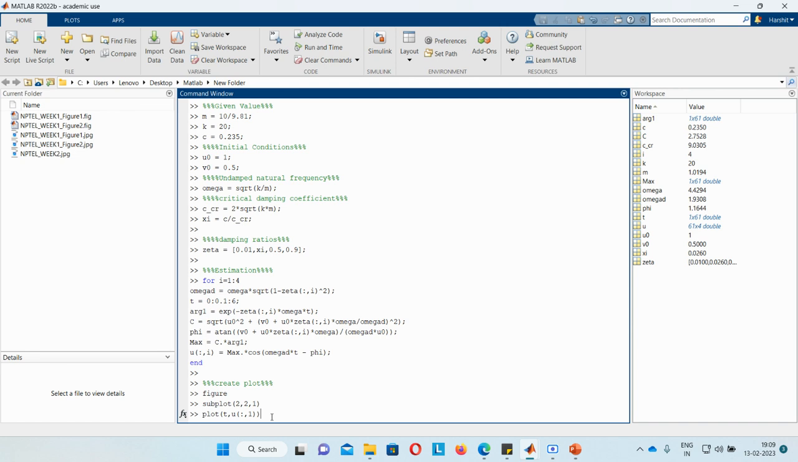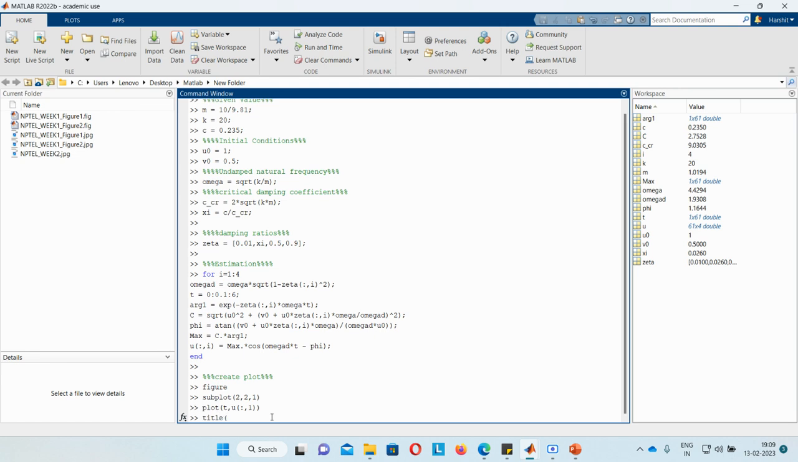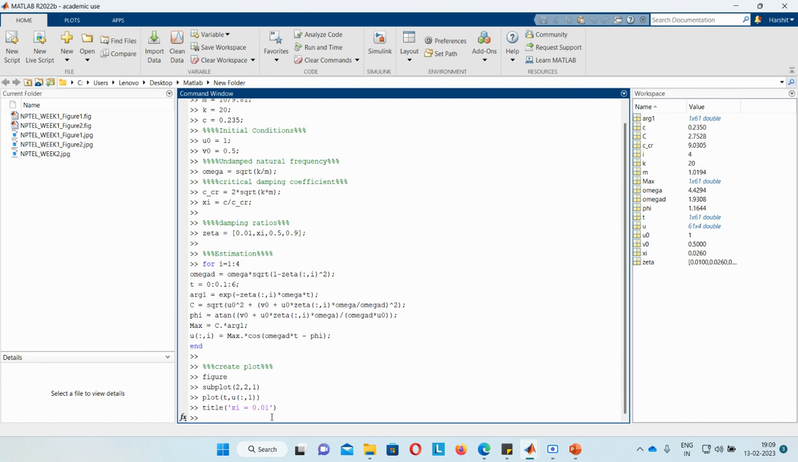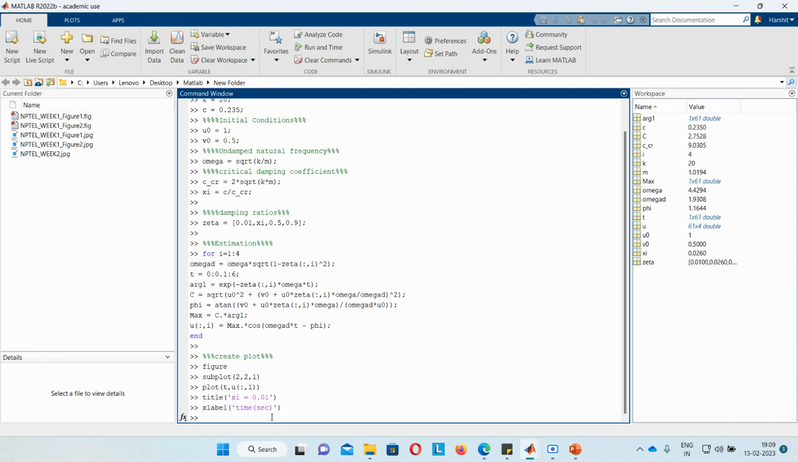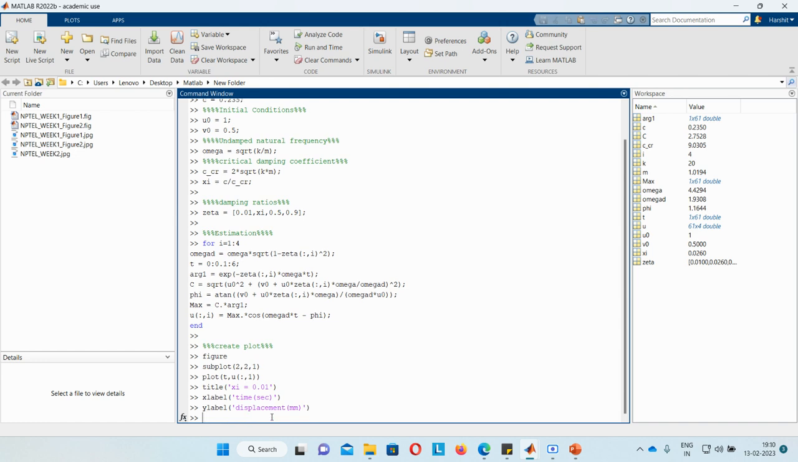Okay, so this is the plot. I will give the title to this as xi is equal to 0.01. I will label the x-axis as time in seconds. Y label will be displacement in mm. Okay, so this completes my first part of the figure.